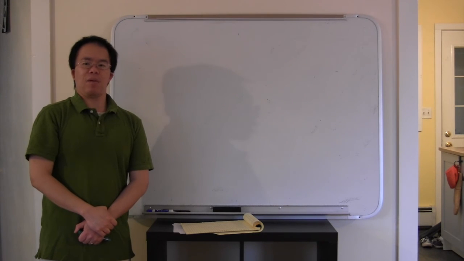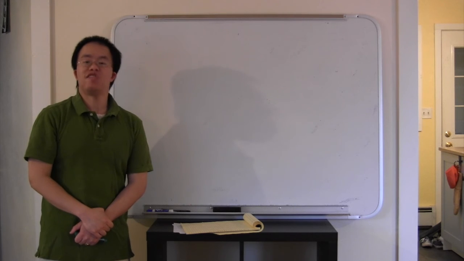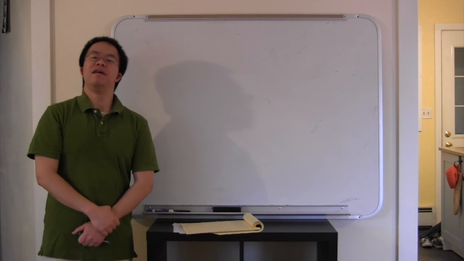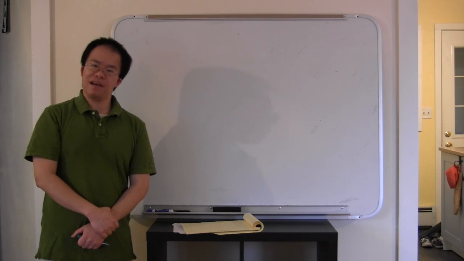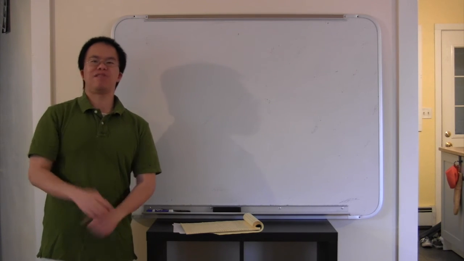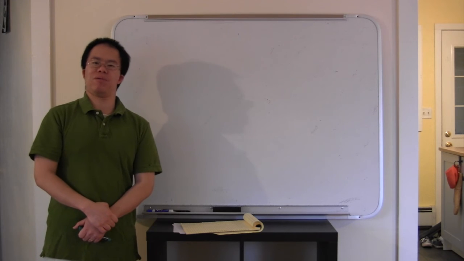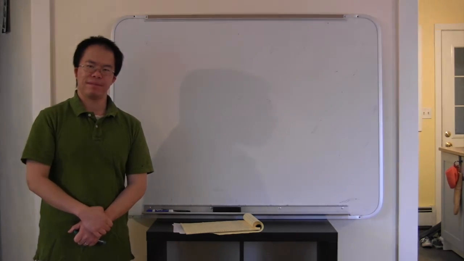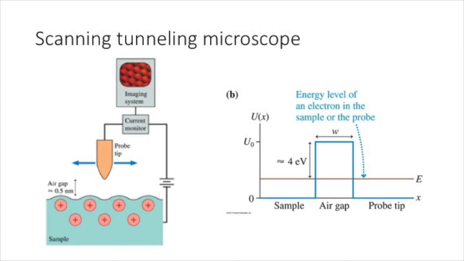So the last thing that I want to end with is an application of quantum tunneling, namely the scanning tunneling microscope and some of the fun things you can do with one. So we'll cut over to my computer to look at that. Here's a diagram of a scanning tunneling microscope. This is a device that's used to record images of atomic surfaces. The idea is the following.